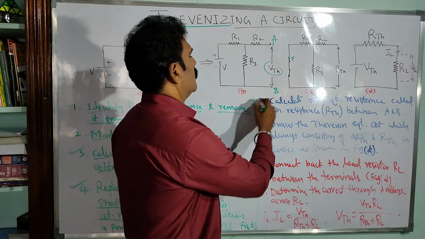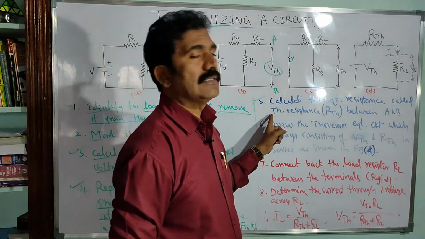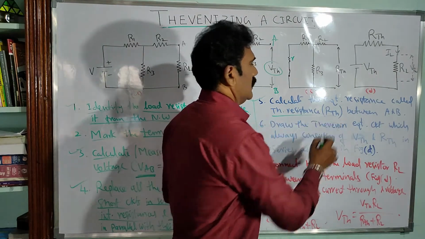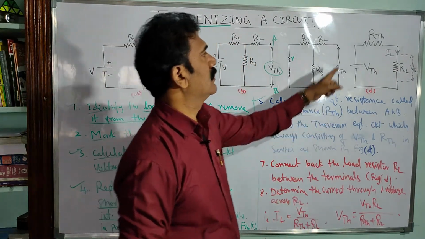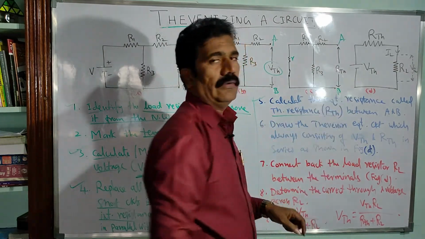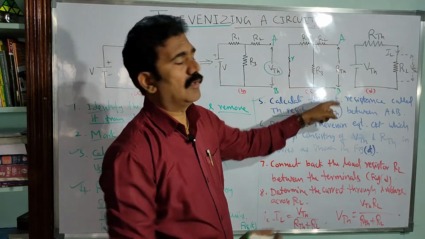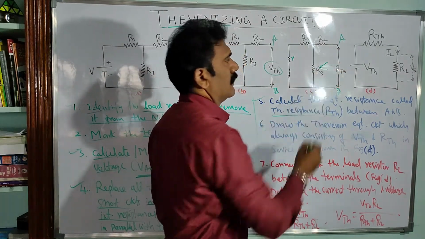Now what is the next step? Calculate the equivalent resistance. That is called the Thevenin resistance, between the same terminals A and B, the terminals already marked here, where the load resistance was connected. So across those open terminals A and B, looking back into the circuit like this.